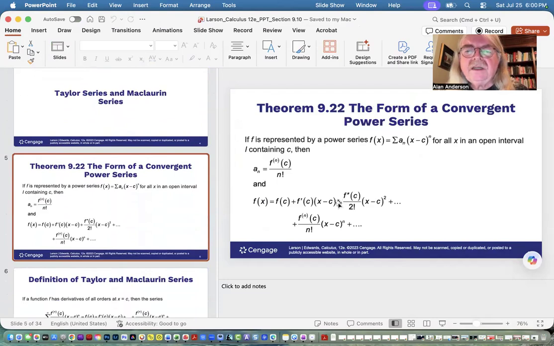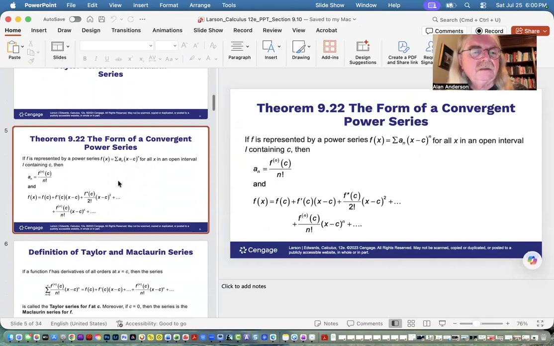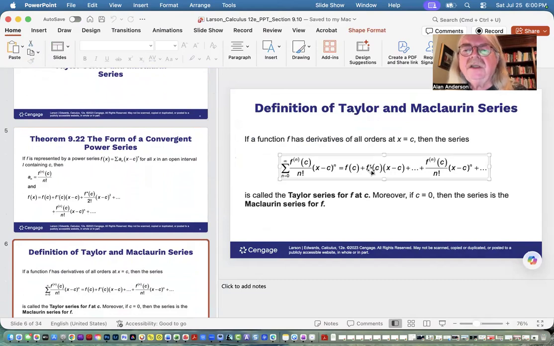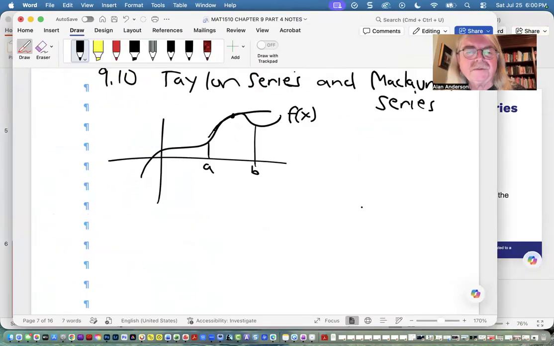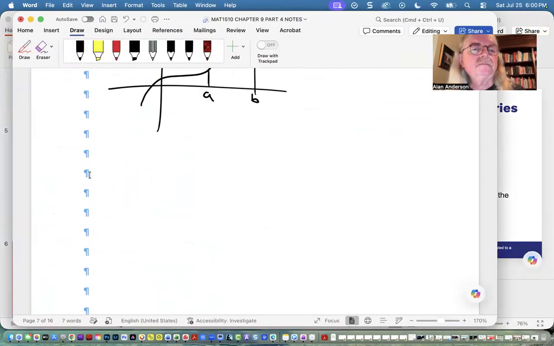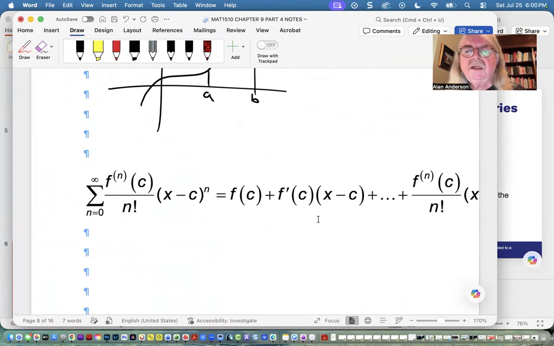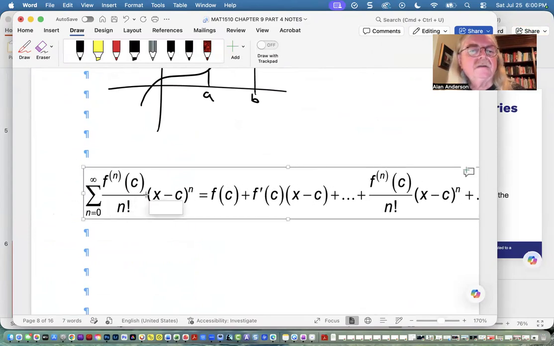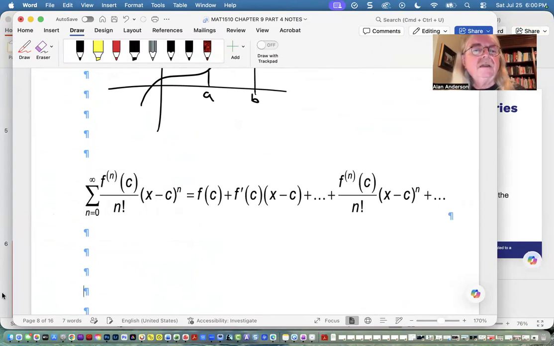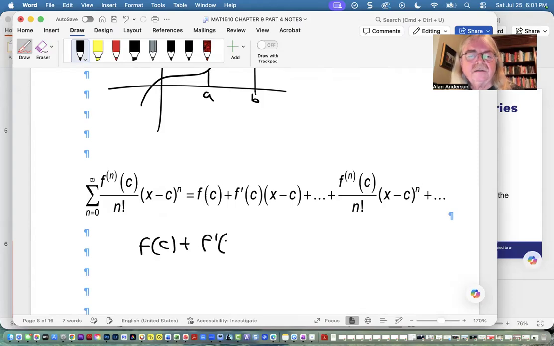Right here, actually, let's bring it onto this page. This is the actual formula for our Taylor series approximation. So this is the pattern that we have: f of c, f prime of c, x minus c, and then actually, I'll tell you what, let's write it out a little more clearly here.